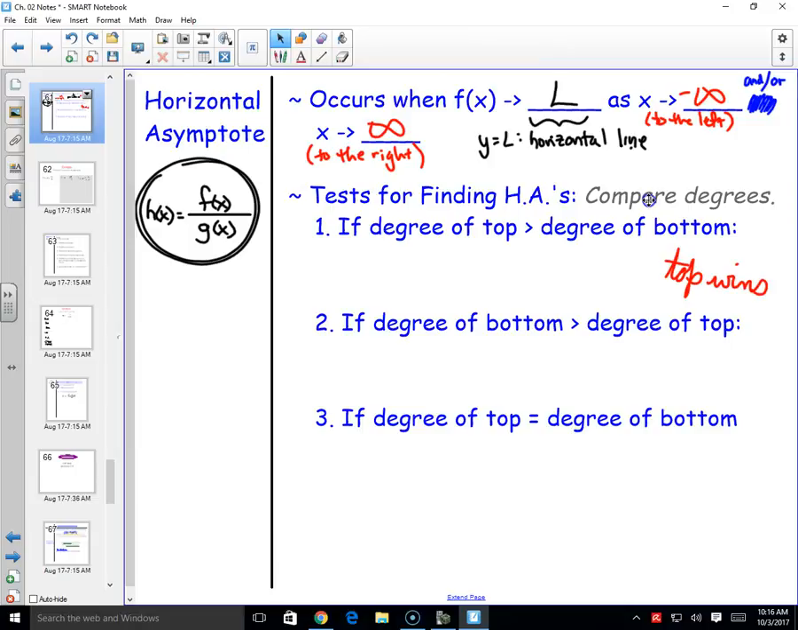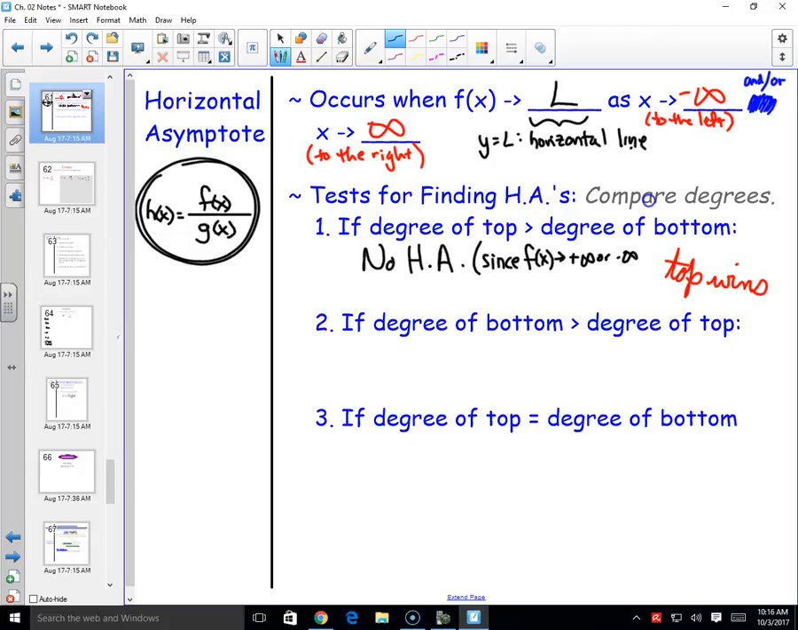Probably just one. If the top wins, we have no horizontal asymptote, since f of x is approaching positive or negative infinity. If the top wins, f of x is just going to keep on going, whether up or down doesn't really matter. If the top wins, think of it this way.